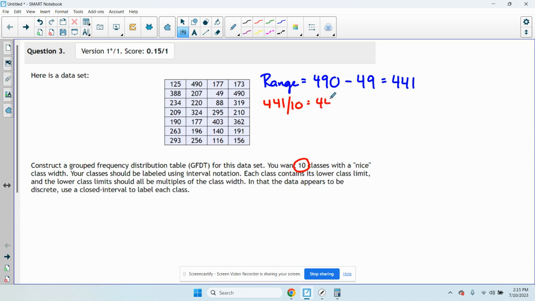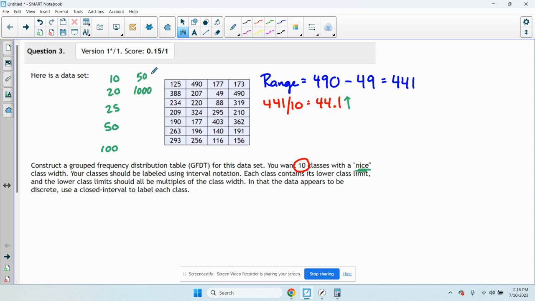And I get 44.1. So the only real tricky part is figuring out that this is not a nice class width, right? It's not very pretty or easy to work with. So we're going to round that up to the next nice number. What you use is really up to you, but the computer only wants one specific nice number. The nice numbers that they like are 10 or 20, maybe 25, but that's not really that common, 50, 100, 1,000, things like that.